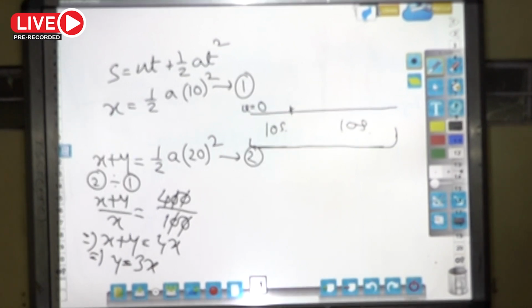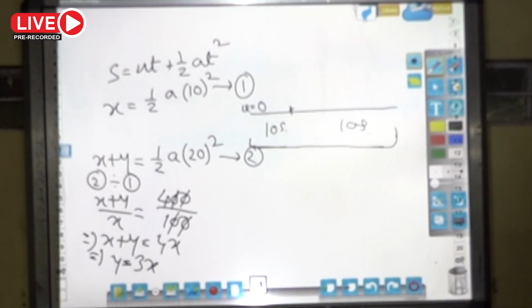If the total time taken is t, then find the maximum velocity achieved by the car.